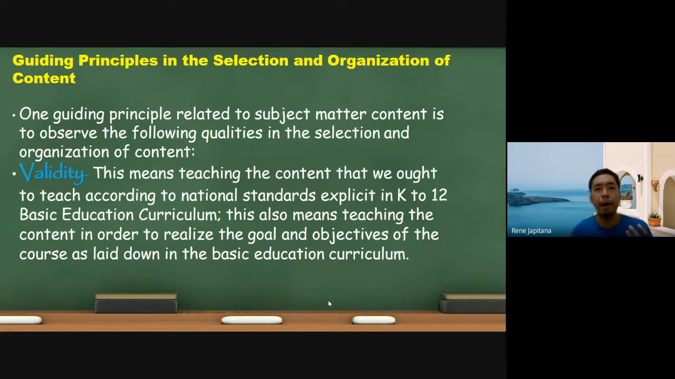Or also called Republic Act number 10533, or what we call the Enhanced Basic Education Curriculum. This also means teaching the content in order to realize the goal and objectives of the course. So prior to teaching a certain subject area, you need to consider also what is the objective and goal of a certain subject that you are going to teach. For example, you are teaching Mathematics 1, grade 1, or Mathematics grade 7. So, of course, there are what we call standards.